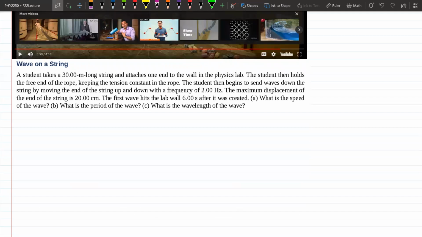So let's do a quick example before we jump into the worksheet. Let's say we have a 30-meter long string. I don't think that's quite 30 meters, maybe it's like half of that, okay? And the student holds it at one end and keeps the tension on the rope, and then sends a wave down by moving one end of the string up and down at a frequency of 2 hertz, okay?